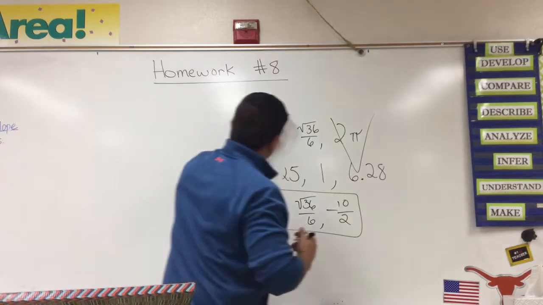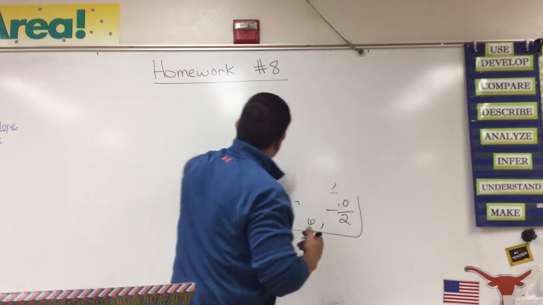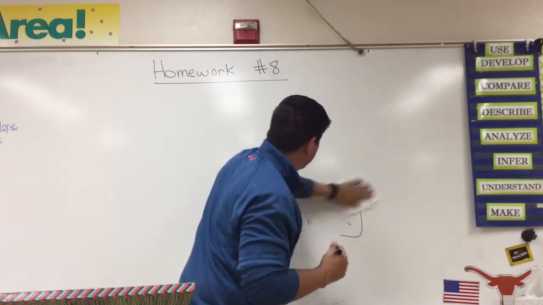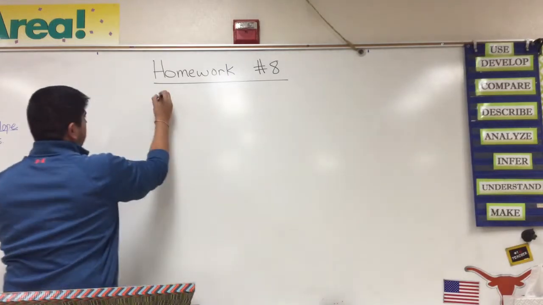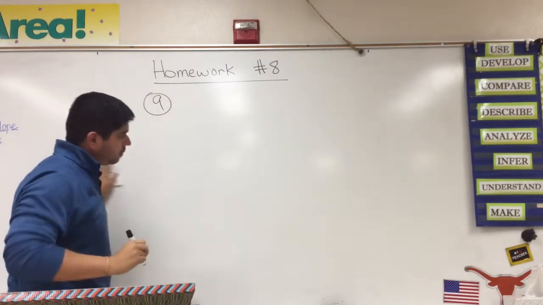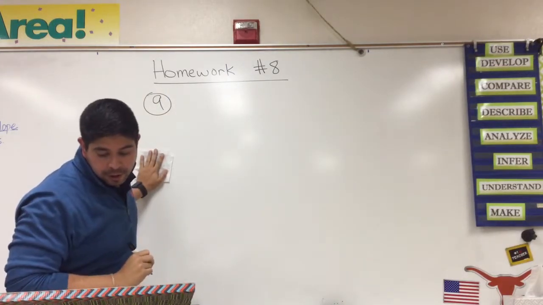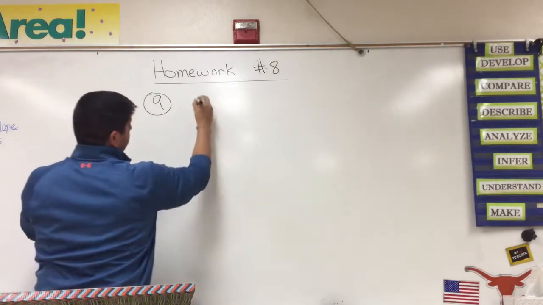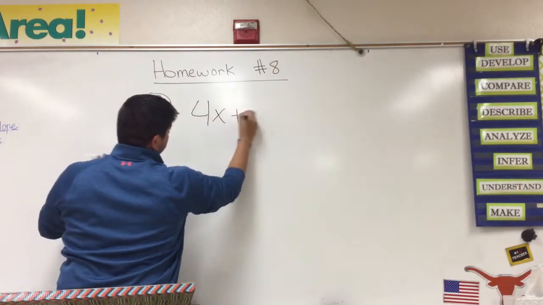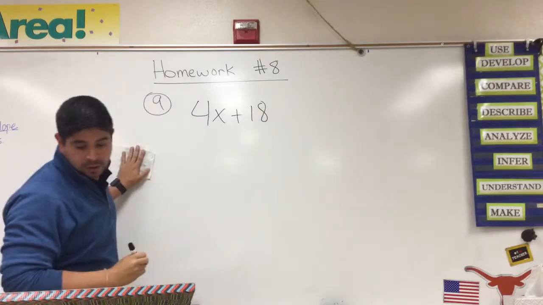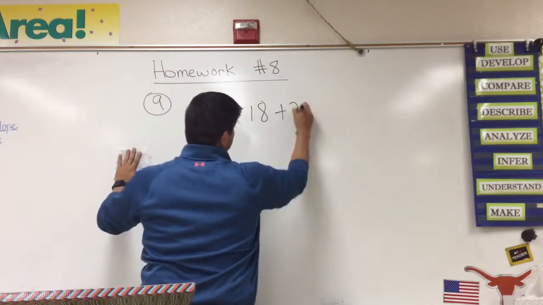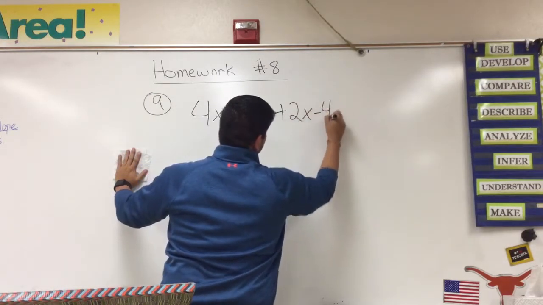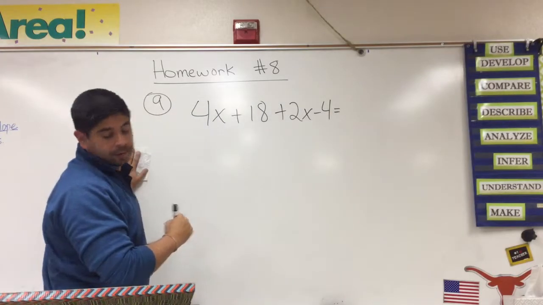2 more. So, number 9. Looks like we're solving for x again. Solve for the equation of x. All right, so I got 4x plus 18 plus 2x minus 4 equals 56.